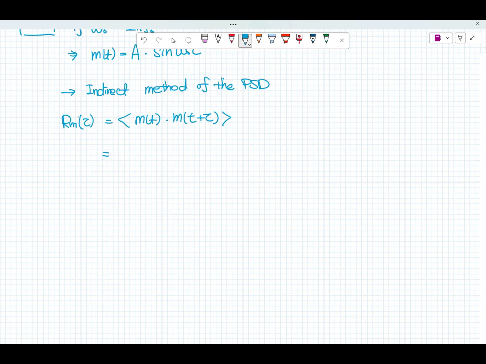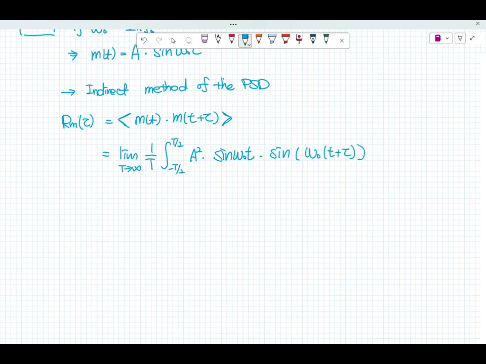This is the time average operator here. Limit T goes to infinity, 1 over T, integral from minus T over 2 to T over 2, of A squared sine omega sub 0 t times sine omega 0 t plus tau, dt. Here we know the trigonometric identity: 2 sine x sine y equals cosine x minus y minus cosine x plus y. Yep, that is what we wanted to do.